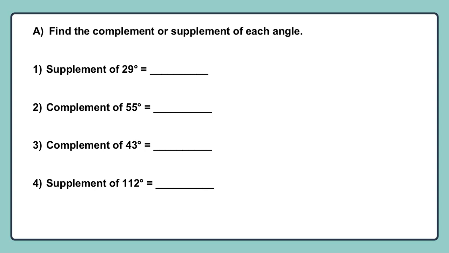Page 3. On part A, we want to find the complement or supplement for each angle. The complement or supplement. If I ask for the supplement of a 29-degree angle, how am I going to find that? Subtract it from 180. Okay. So 180 minus 29. And my supplement is how much?